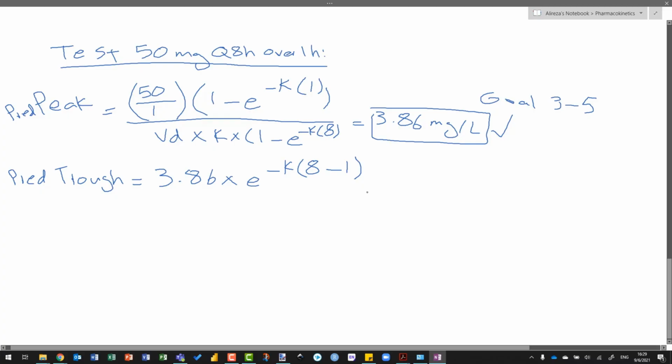So we want to make sure that by the time it's time for the next dose, the trough is basically what we want for safety. And this would give us 1.09, and this is again milligram per liter, which is less than 2. So as long as it's less than 2, this is in the safe range. So this is basically what we want.